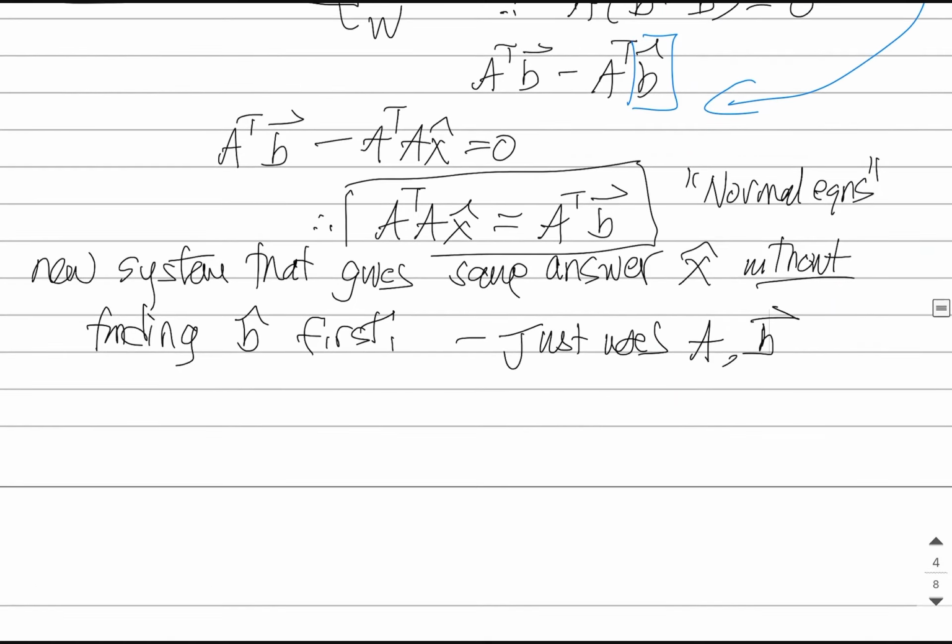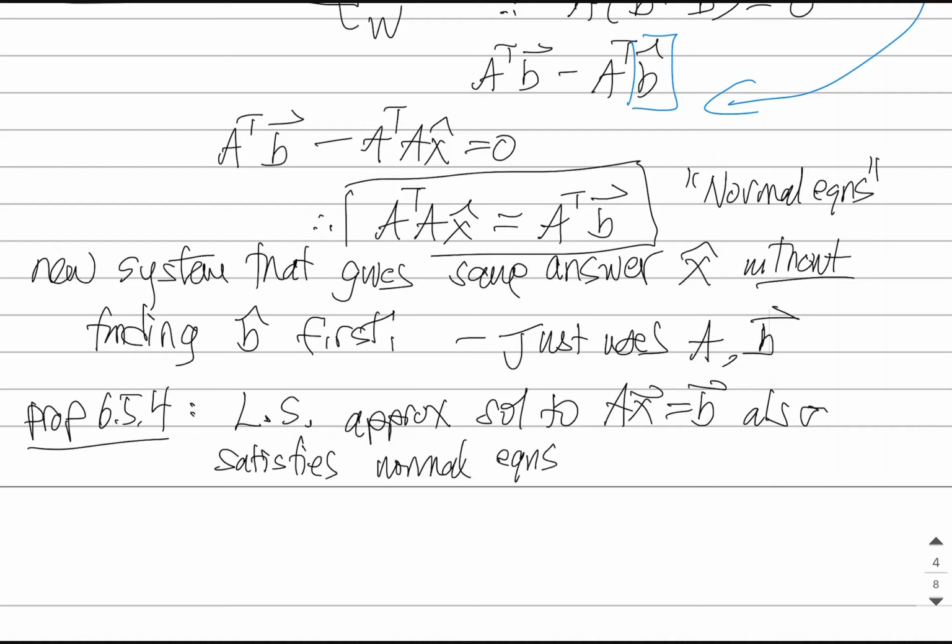And this is an important result in your text. It's called proposition 6.5.4. The least squares approximate solution to the original problem Ax equals b also satisfies these normal equations. And that's good. So rather than working with the original problem, I can work with this problem instead. It will give me the answer to the system that I'm looking for without having to build b hat.